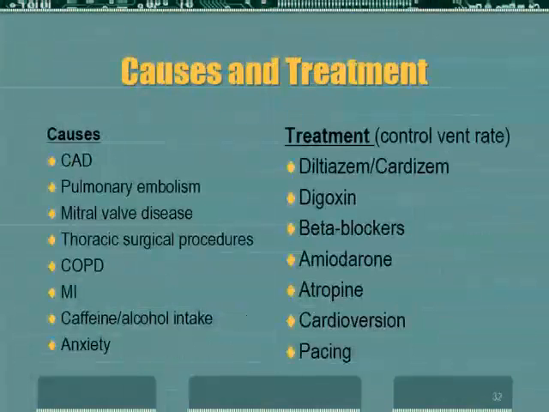Causes of this: coronary artery disease is a common cause, patients that have a pulmonary embolus, mitral valve problems, possibly post-thoracic surgical procedures, patients that have chronic obstructive pulmonary disease or myocardial infarction, patients that have had caffeine and alcohol intake, those types of things. And then treatment, once again, is going to be with calcium channel blockers that are listed there, like Cardizem, DIG, beta blockers, amiodarone, atropine, cardioversion, and pacing if needed.